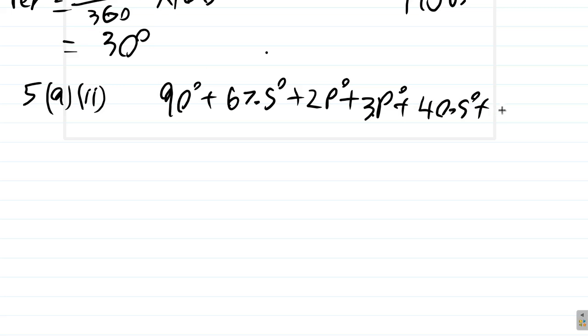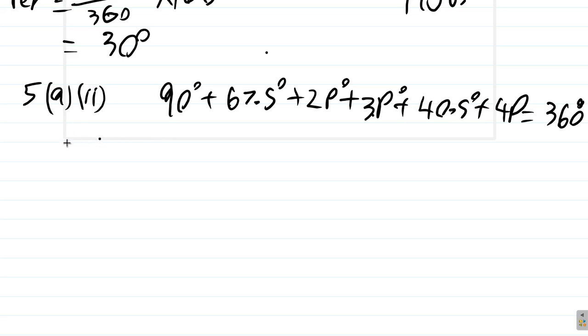So it's 4p degrees equal. They all add to 360 degrees. So you see that? All of those angles add up to 360 degrees. So we're going to do this thing now.